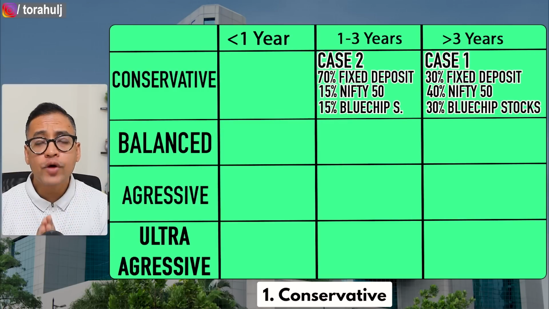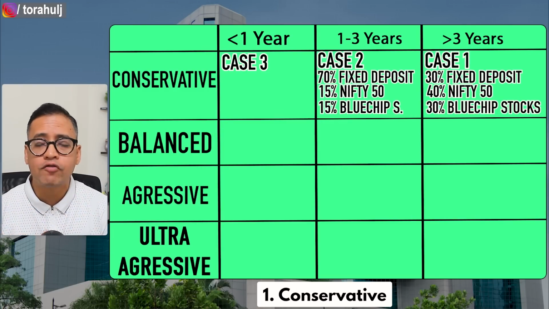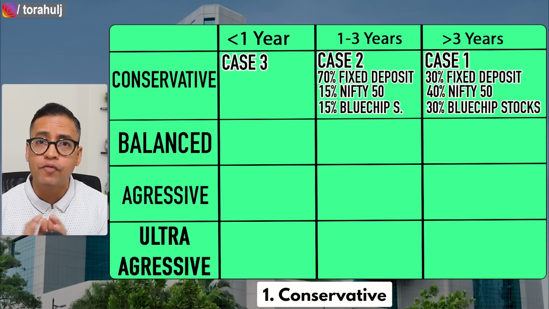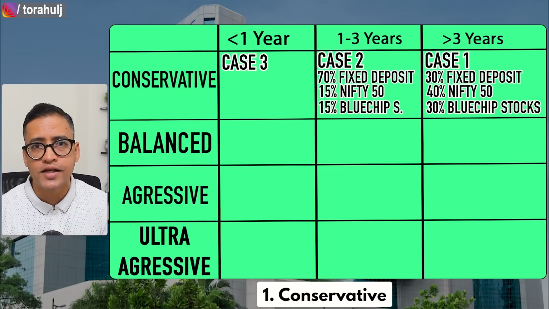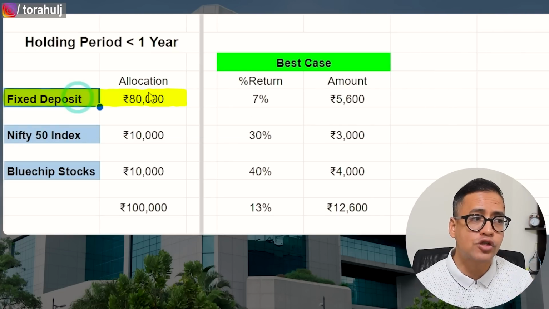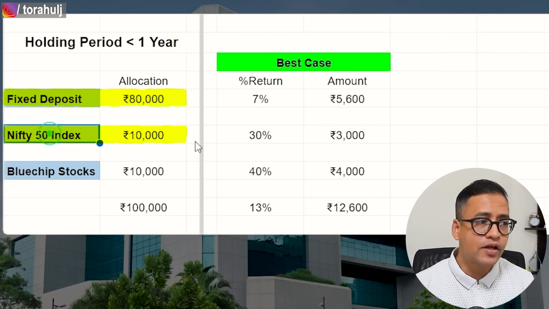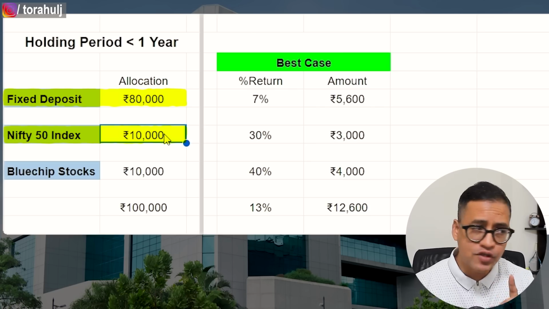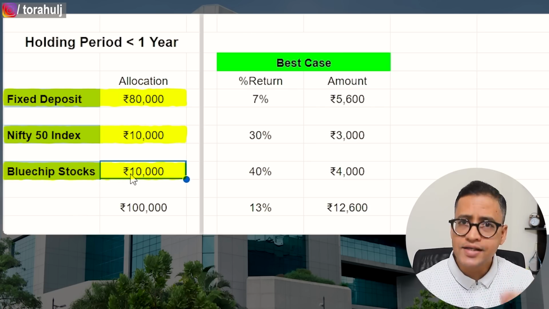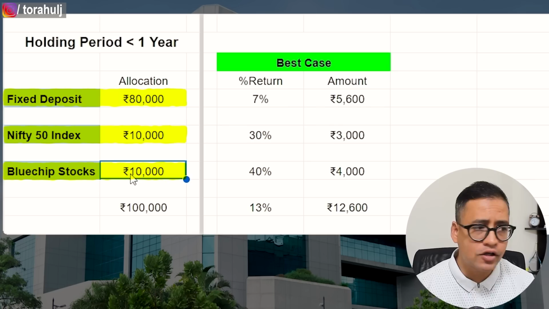Let us now move to case number 3, which is that you're a conservative type of investor and you want to invest this 1 lakh rupees only for the short term, which is a time horizon of less than 1 year. So in that case, the allocation I would suggest is that you go for a fixed deposit of 80%, Nifty 50 index 10,000 rupees or 10%, and blue chip stocks only 10%, 10,000 rupees. Let us now consider the best case scenario from a returns perspective.